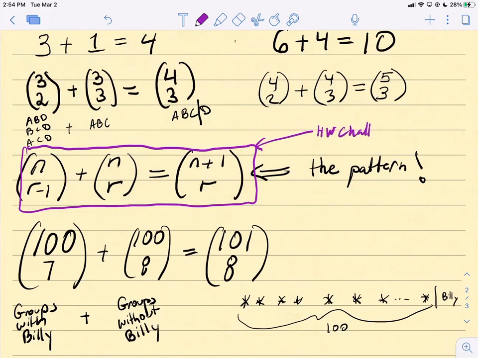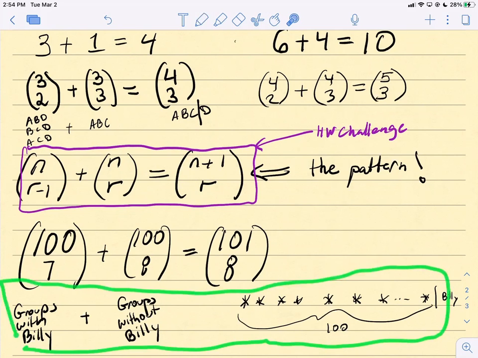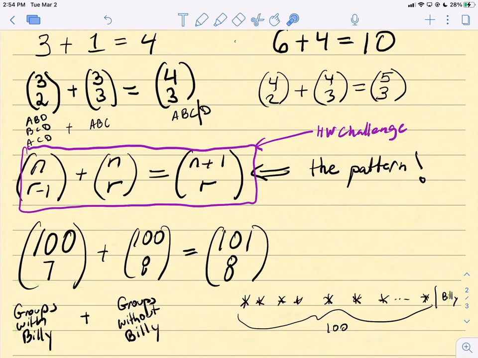It's not really any points, but I'll give you guys a chance to submit it if you want to think about it, because I really think it's worthwhile to try to do this one. So homework challenge, just to do it algebraically. I don't think it's actually as insightful as understanding this concept. So the number of groups, 101 choose 8, is the number of groups with that 101st person, and the number of groups without.